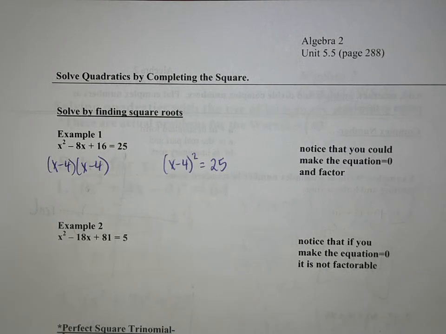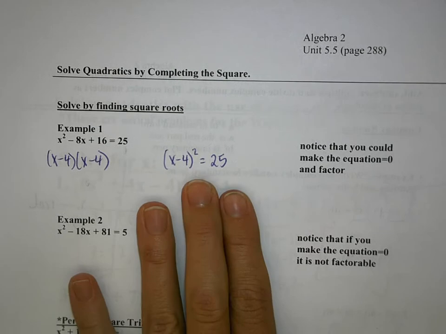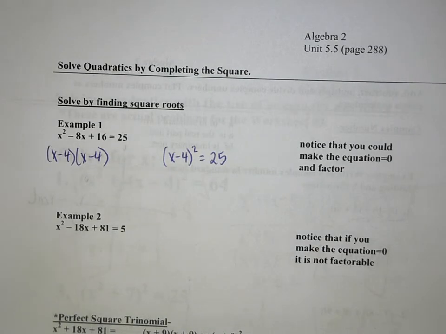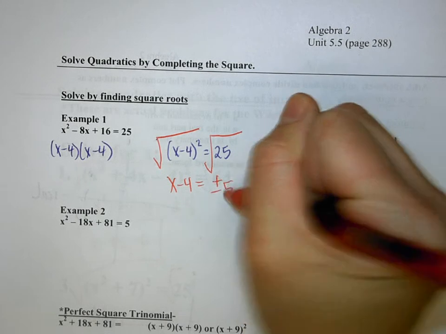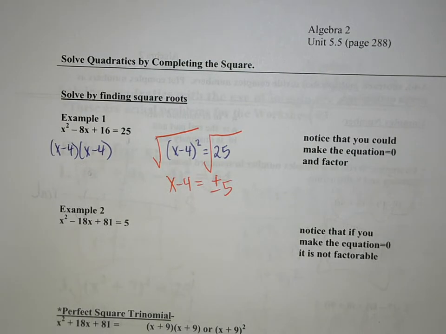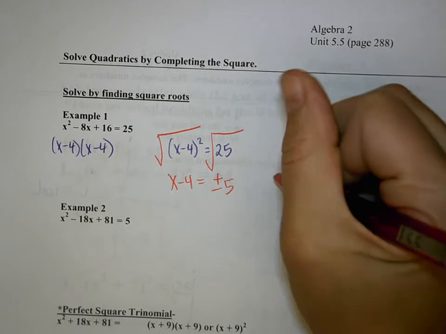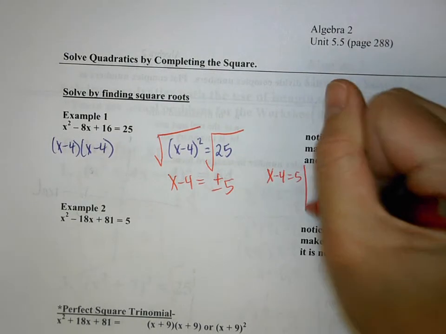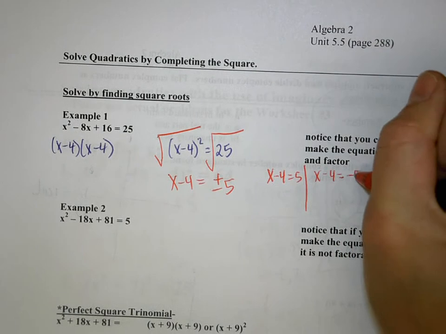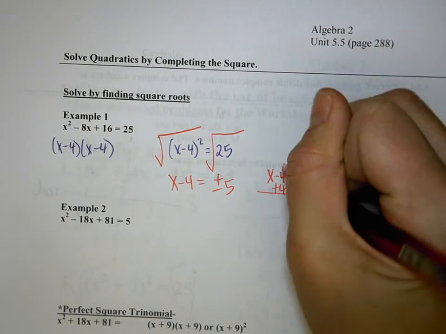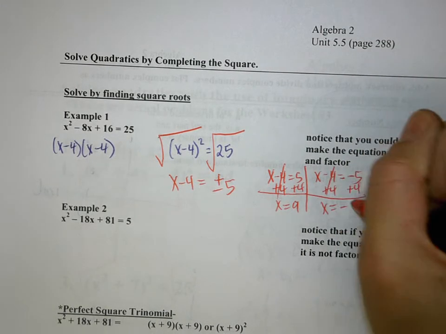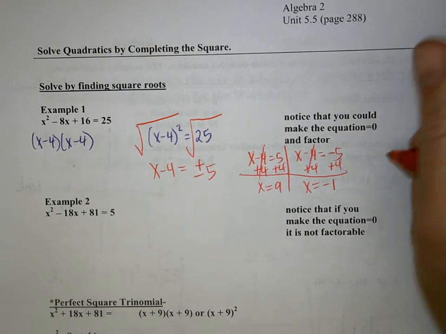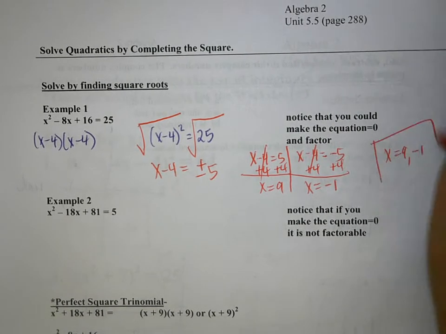Okay, so this goes back to what we did yesterday, where once you have your square by itself, what can you do? Take the square root. So we're going to take the square root of both sides. x minus 4 equals plus or minus 5. And then from there, what am I going to do? Good. So we're going to have x minus 4 equals 5, x minus 4 equals negative 5. We add 4 and get x equals 9. And we add 4, x equals negative 1. Those are my two answers. x equals 9 and negative 1.